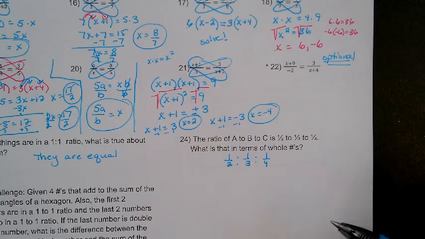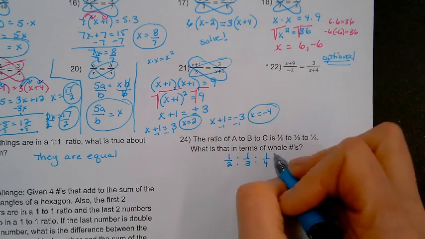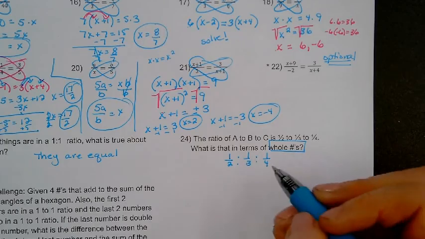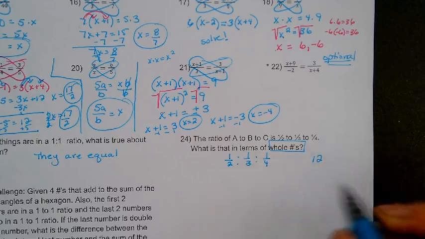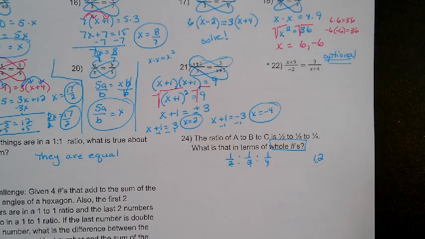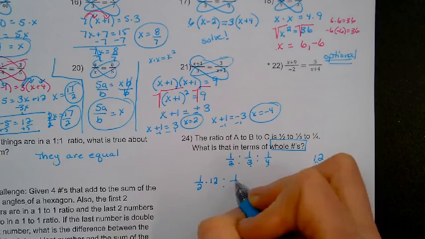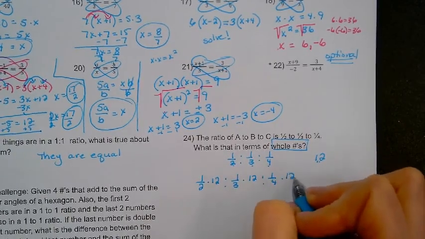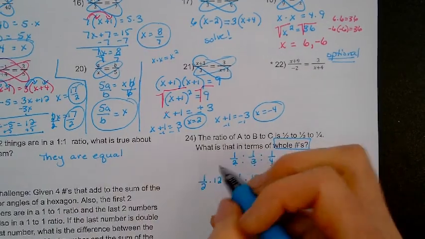If we want to write it in terms of whole numbers, then we want to get rid of the fraction. Well, a common denominator between 2 and 3 and 4 is 12. 2 goes into 12, 3 goes into 12, and 4 goes into 12. So if I multiply 1/2 times 12, and 1/3 times 12, and 1/4 times 12, I'll get some whole numbers here. So let me darken in this ratio here. I'm taking 1/2 and multiplying it times 12.